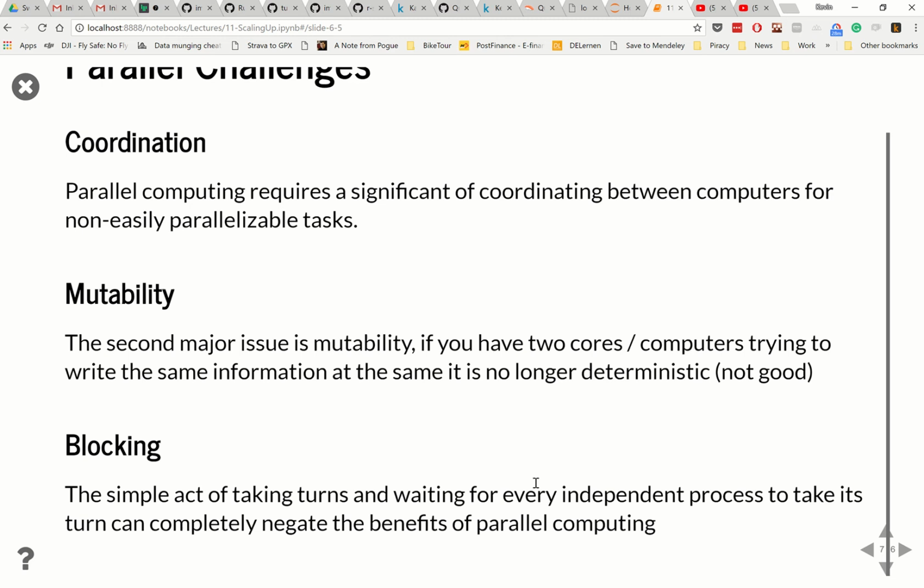And then, the simple act of blocking, of basically saying everything has to wait its turn before it writes to the disk or before it edits the memory, does work, but you end up with the problem that you can end up waiting so long for something to finish that it's just as slow as doing it serially. And so you have no benefits of doing parallel computing at all.